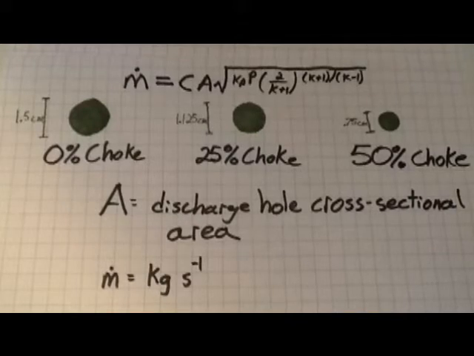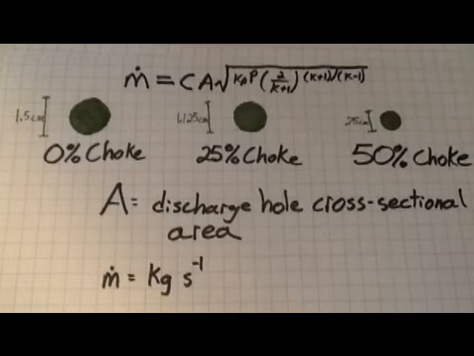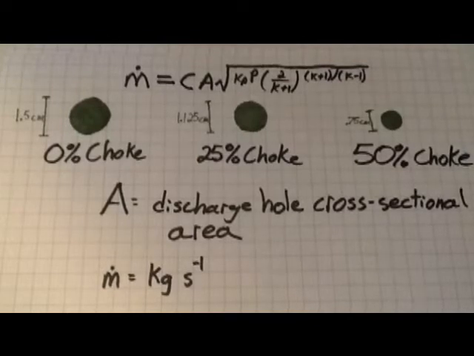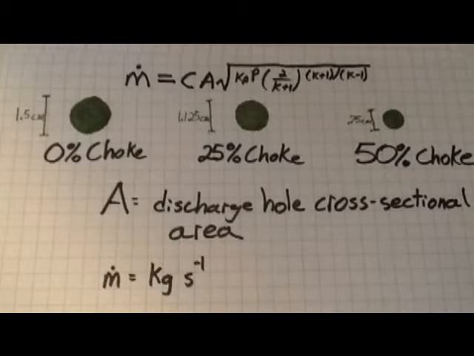To achieve 25% choke, a washer with diameter of 1.125 centimeters will be attached. To achieve 50% choke, a washer of 0.75 centimeters is attached to the end of the tube. As you can see, the units for mass flow rate are kilograms per second. This will be essential in connecting our experiment to impulse.